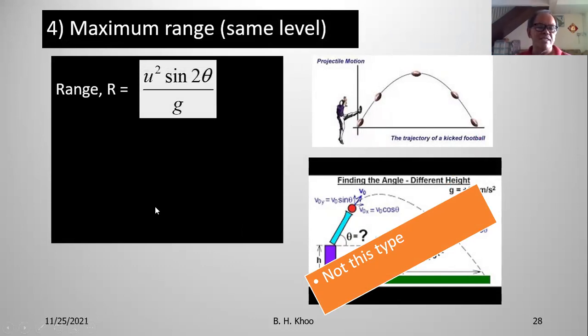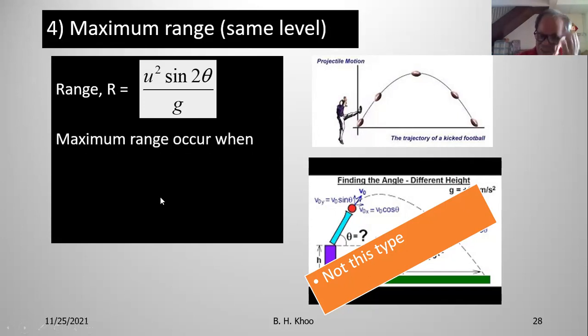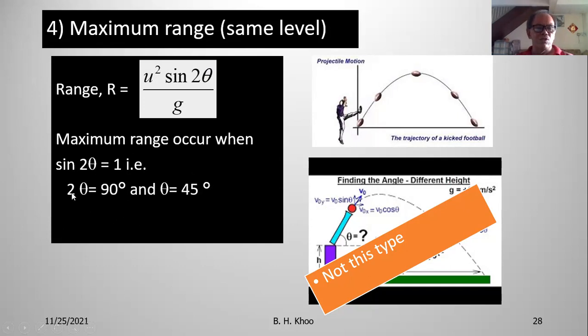Range is just that. So maximum distance is where, remember this is sine 2 theta. Maximum will be 1. Right? This one will be 1. So maximum range occurs when sine 2 theta equals 1. Right? The highest you can go is 1. Usually it's less than 1. So if this is 1, then your 2 theta equals 90 degrees. So theta is 45 degrees.